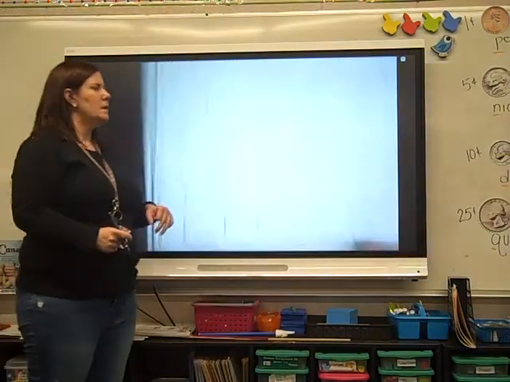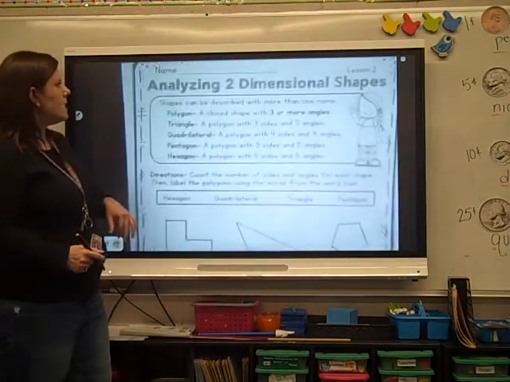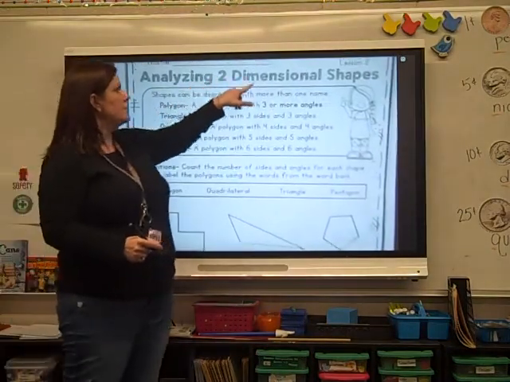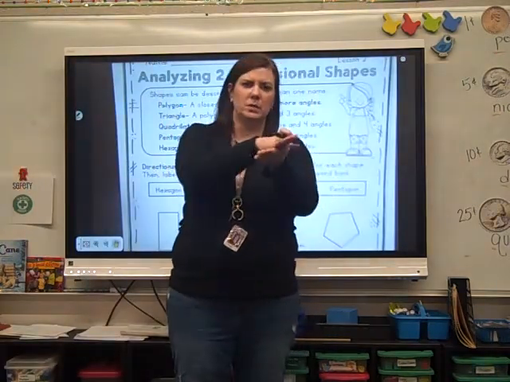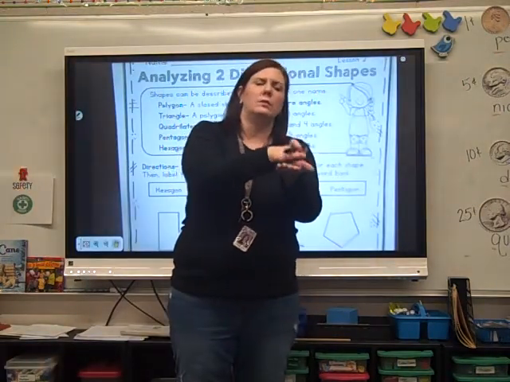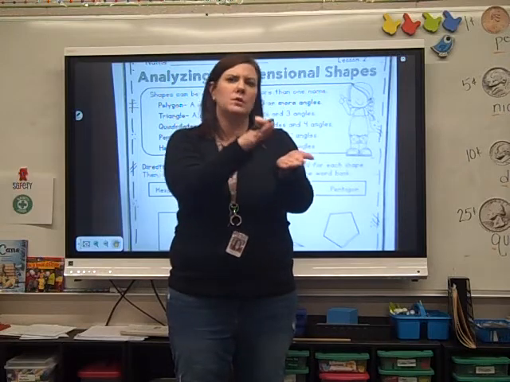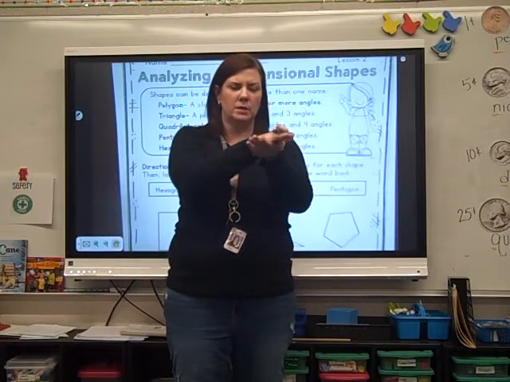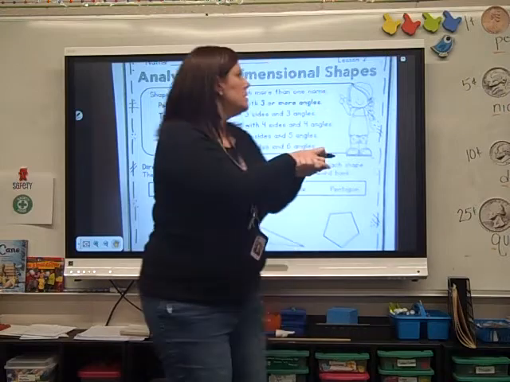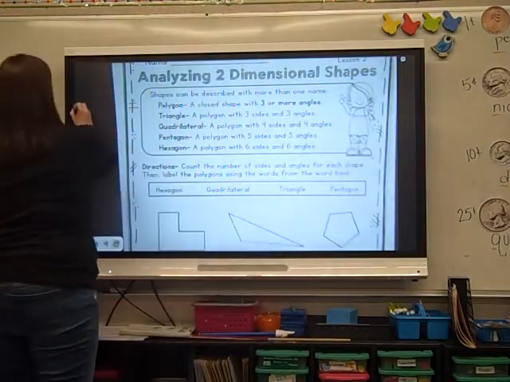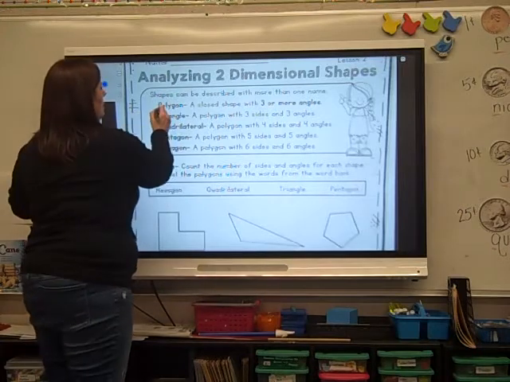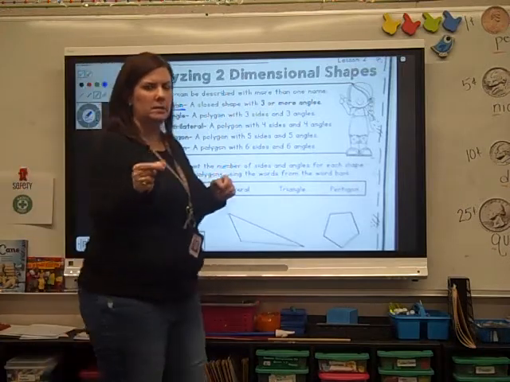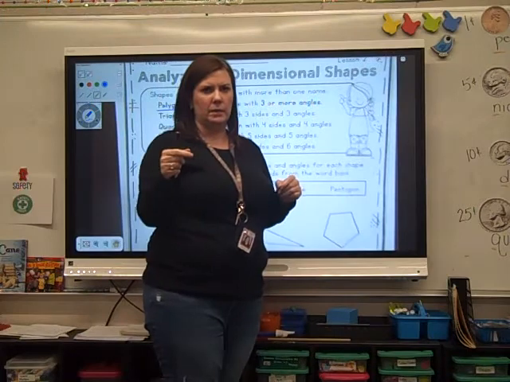All right. Now, today we're still learning about our two-dimensional shapes. Remember, last week I told you that two-dimensional shapes are flat, like a circle, a square, a rectangle, a triangle, okay? Two-dimensional shapes are flat. So, let's look. Here's a new vocabulary word, polygon. Try to say that, polygon.